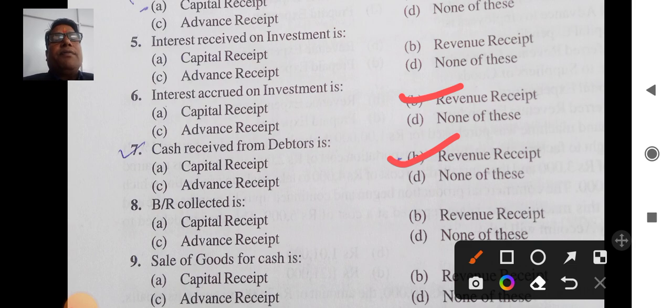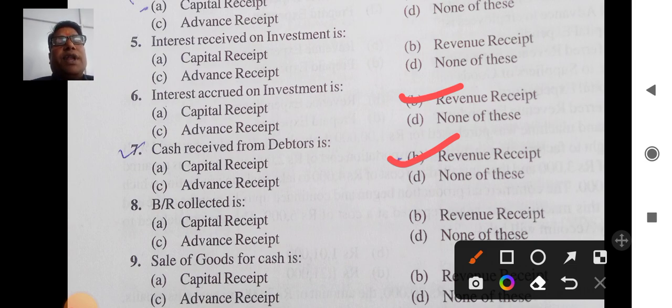And in case of 7, cash received from debtor. Cash received from debtor is also one of the revenue receipts because you sold goods to the debtor and the debtor is liable to pay you. It is on behalf of your goods, not on behalf of assets. So therefore it will be revenue receipts.